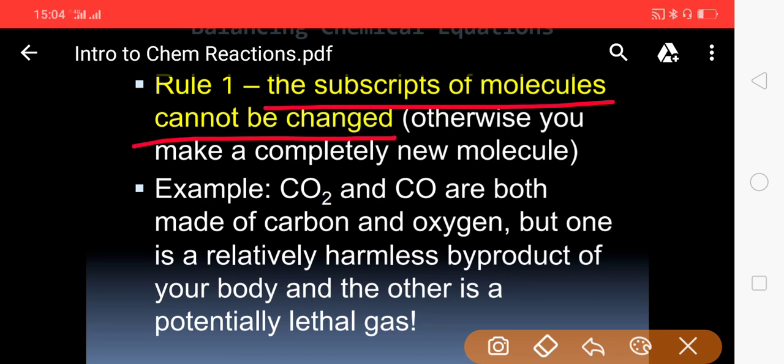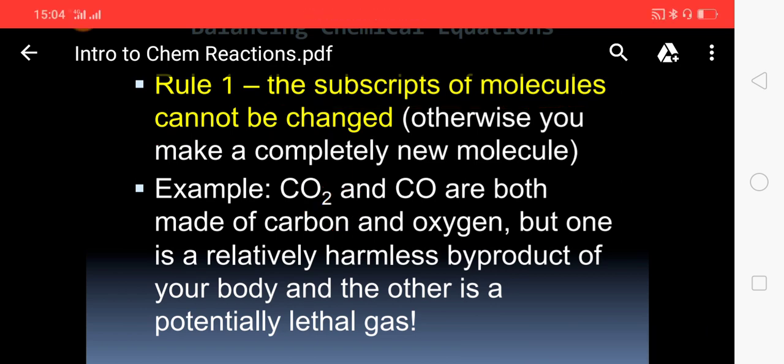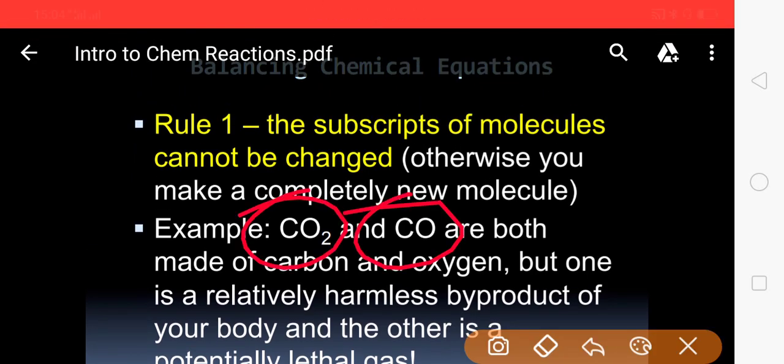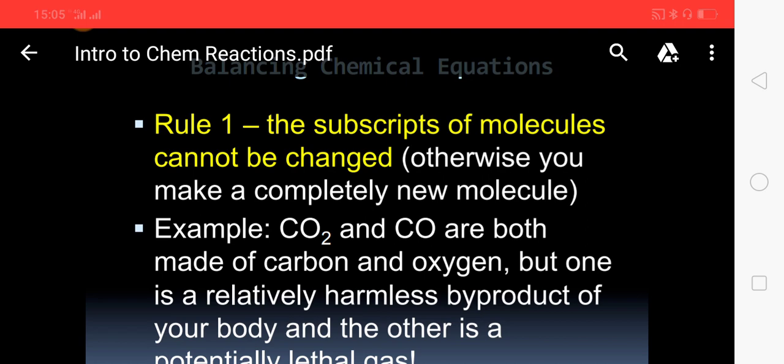Here you can see subscripts. What is the meaning of subscript? See here, 2 is there in CO2. This should not be changed. You cannot change it, you should not touch it. You cannot make CO2 as CO. No, you cannot change the compound. Rule number 1 is that subscripts, the bottom numbers, should not be changed.